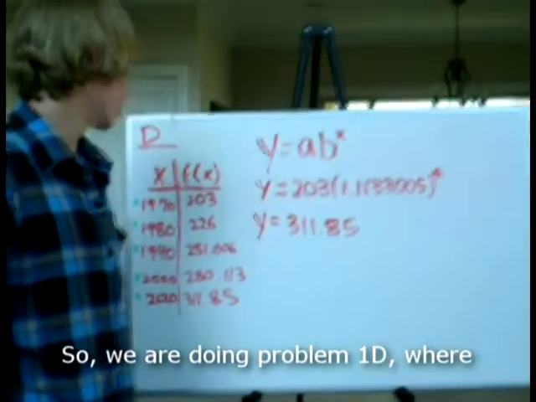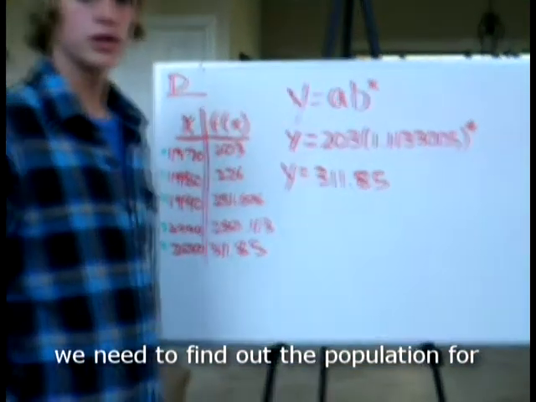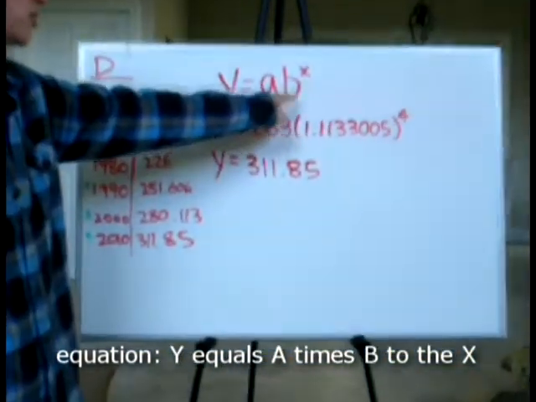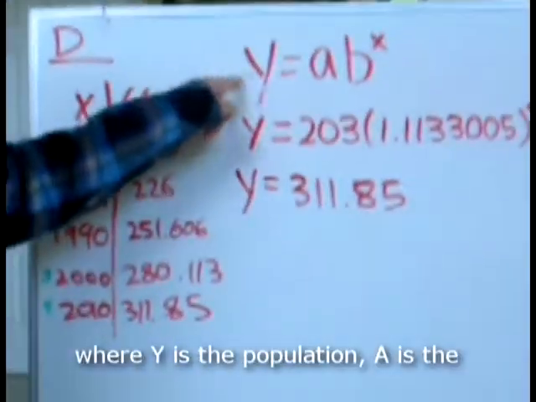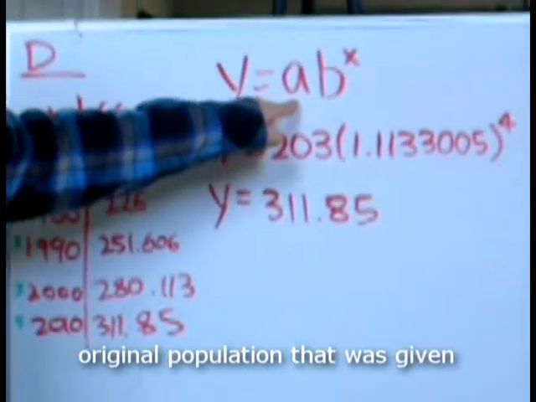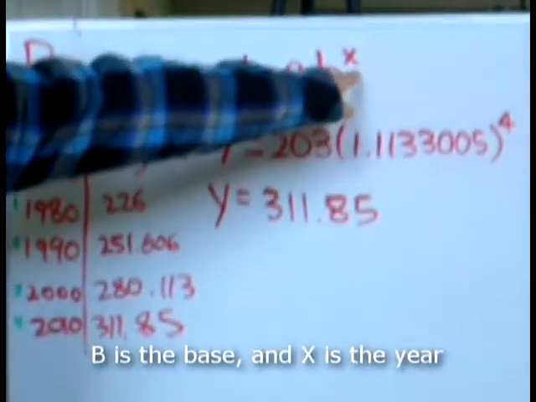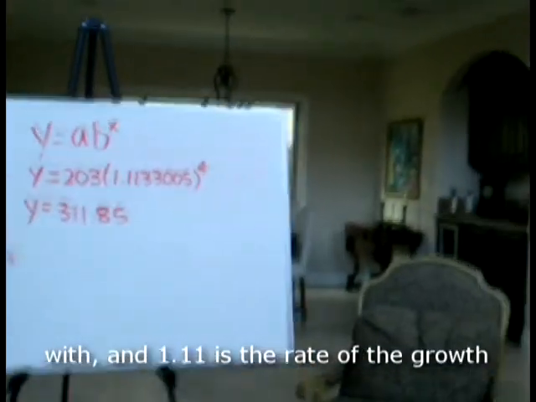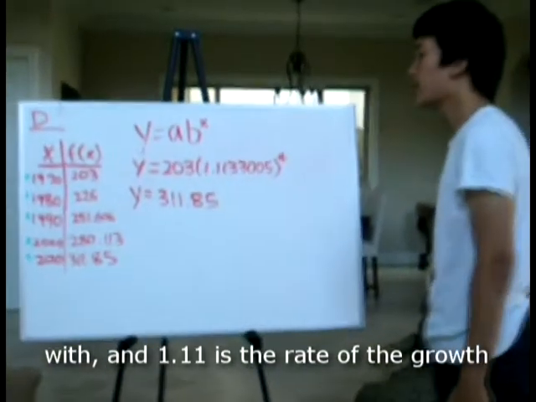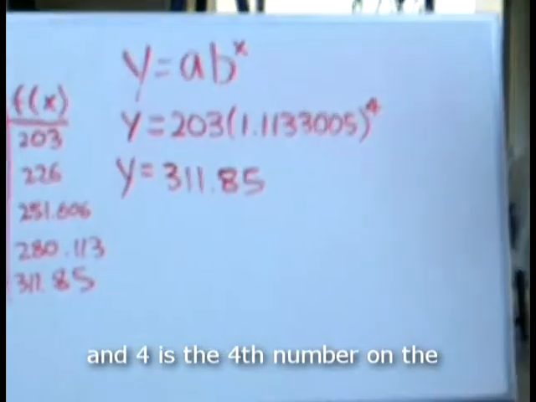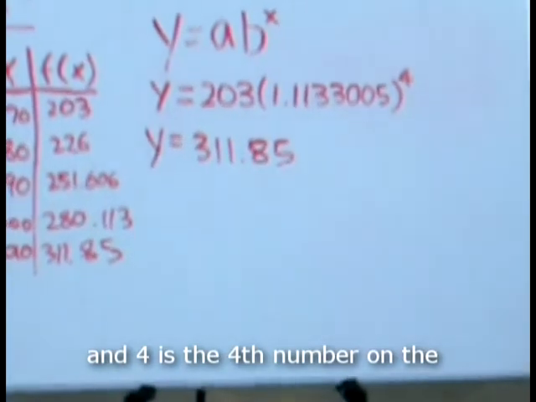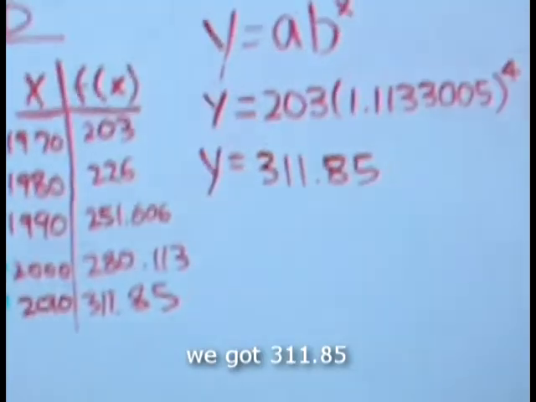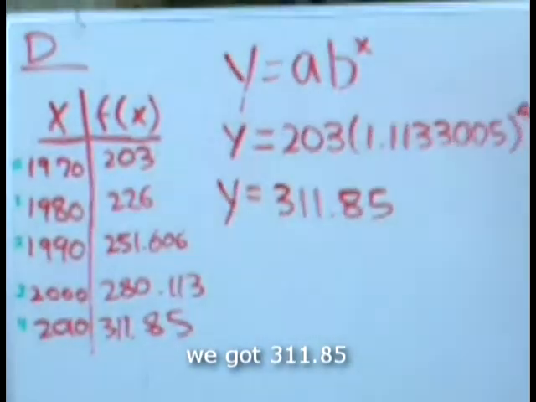Okay, so we're doing problem 1D, where we need to find out the population for 2010, and we do that by using this equation y equals a times b to the x, where y is the population, a is the original population that was given, b is the base, and x is the years. Alright, so 203 is the population we started with, and then 1.11 is the rate of the growth, and 4 is the fourth number on the x-axis. So when we multiply everything, we got 311.85.